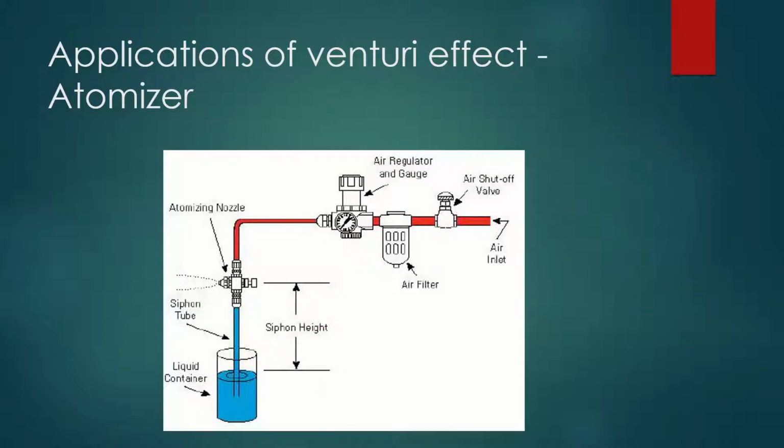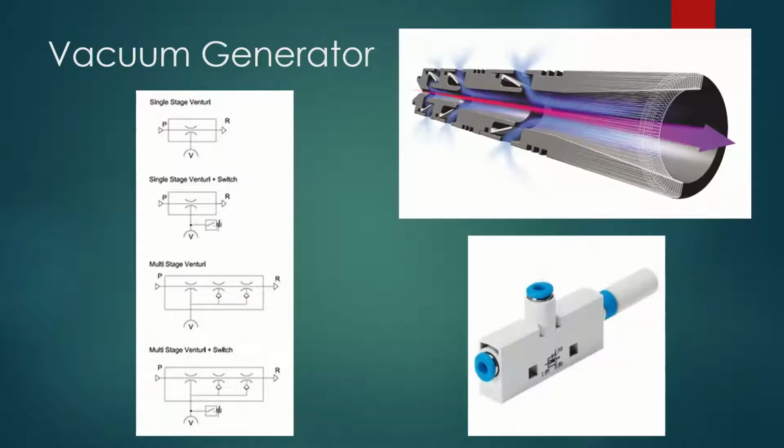Okay, here's another example of atomizing. You're taking high or compressed air, and you're pulling a fluid. In this case, it could be paint, and a very common application would be paint. The paint is pulled into the airstream. Okay, again, another application of the Venturi effect.